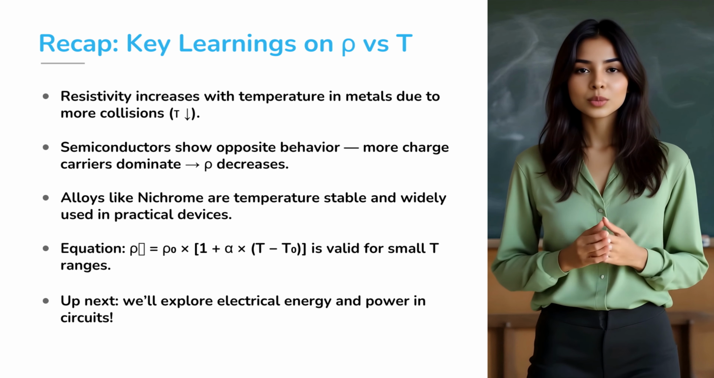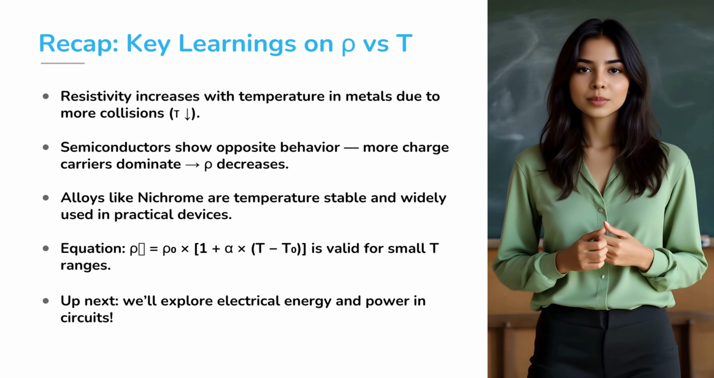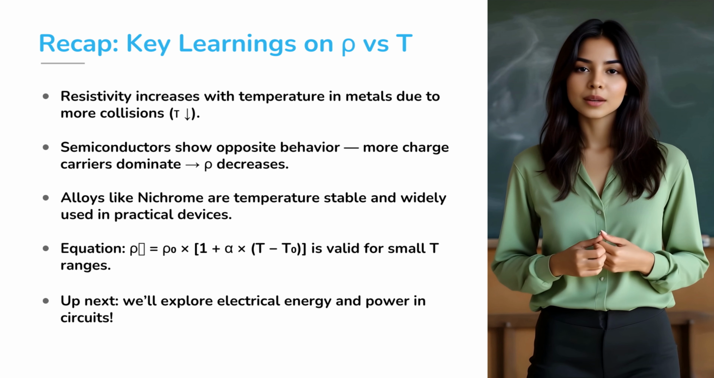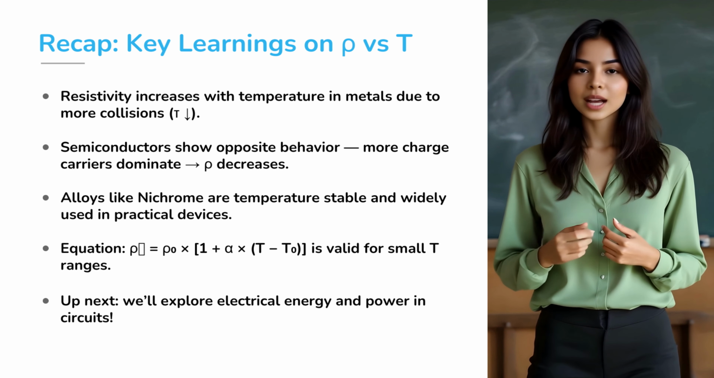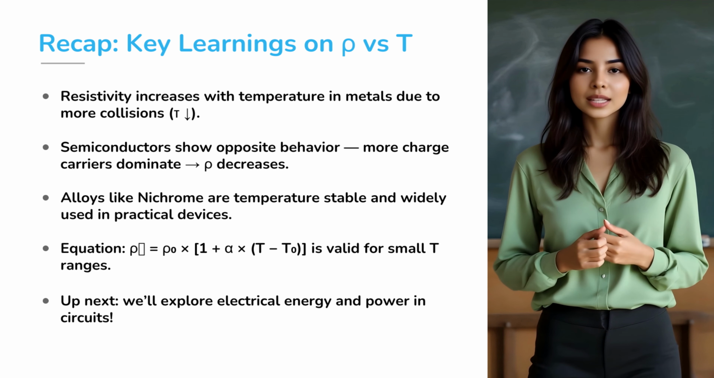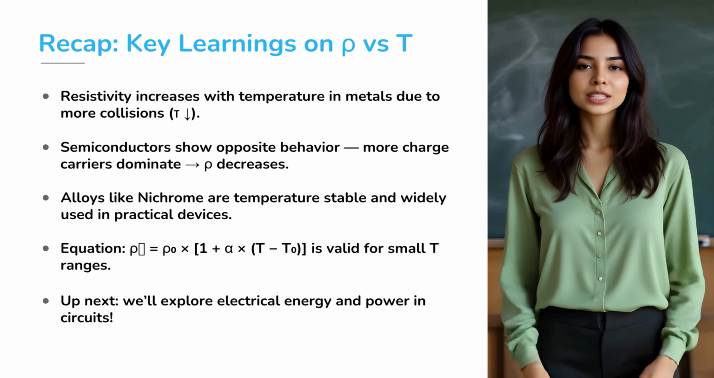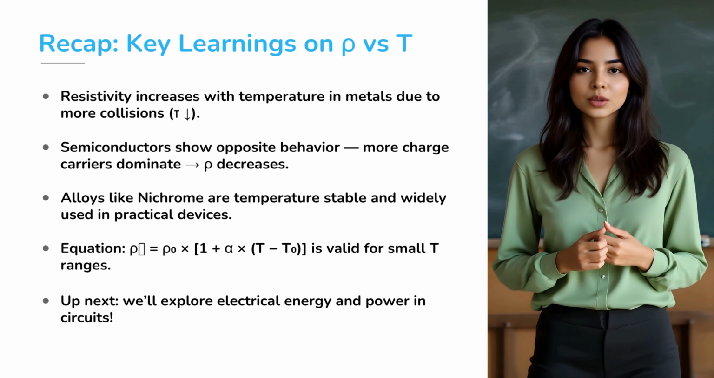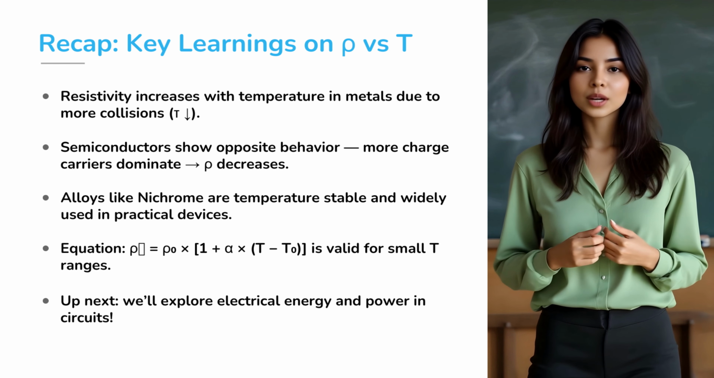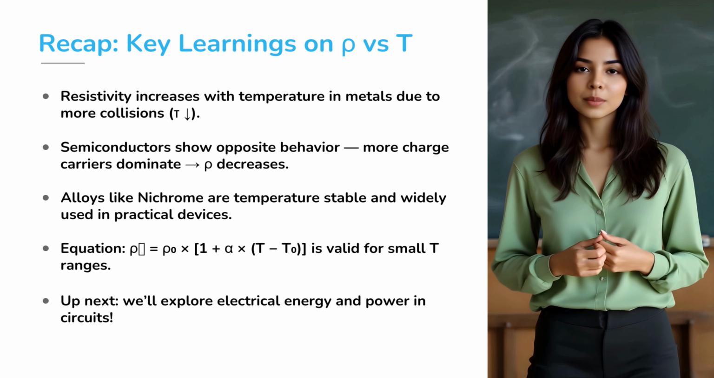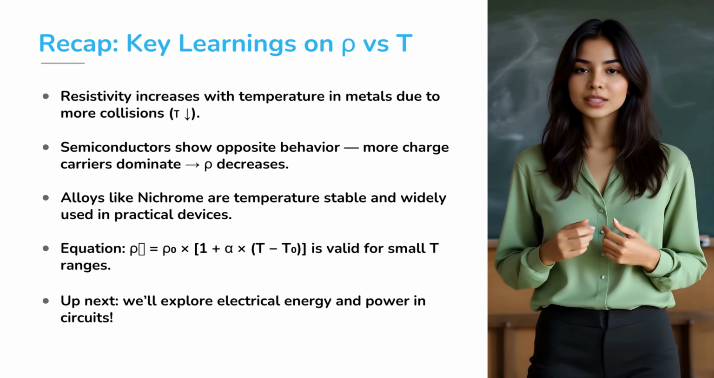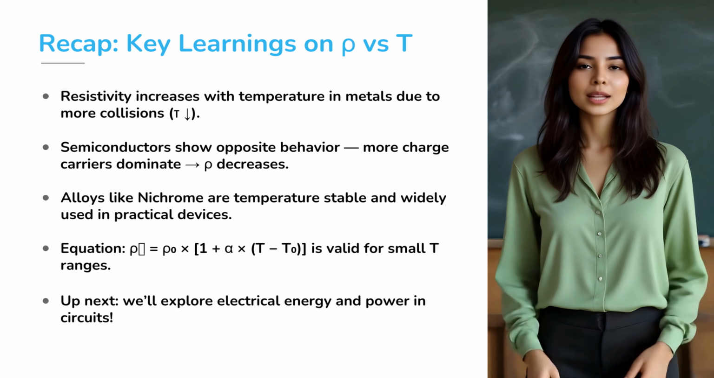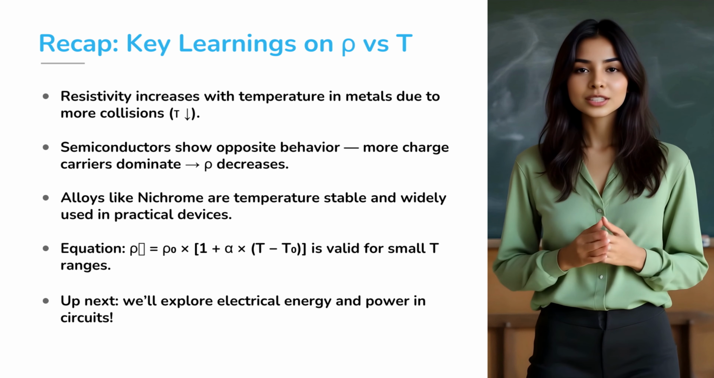Let's quickly recap what we've learned. Resistivity increases with temperature in metals due to more frequent collisions. In semiconductors, resistivity decreases because more charge carriers are released. Alloys like nichrome maintain almost constant resistivity, great for stable heating. The formula we used was ρ_T = ρ₀ × [1 + α × (T − T₀)]. Understanding how resistivity depends on temperature helps us choose the right materials for heating elements, electronics, and precision devices.